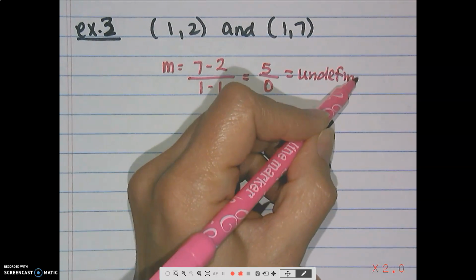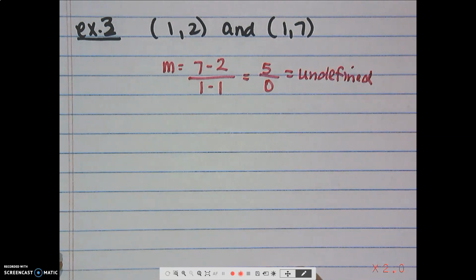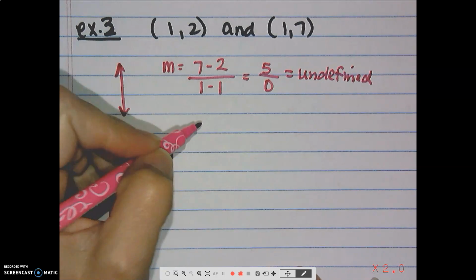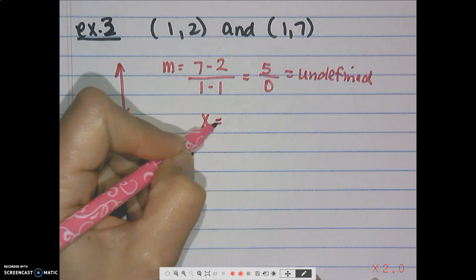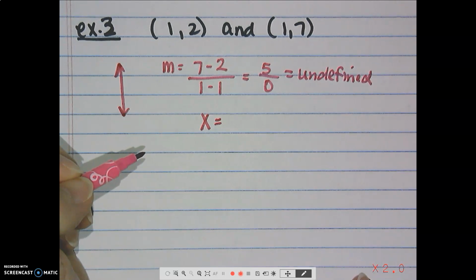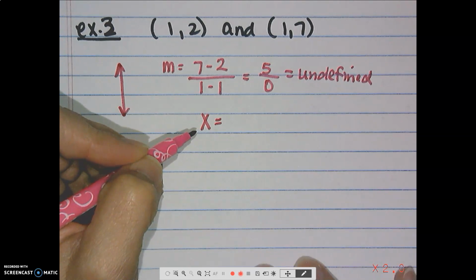Okay, so now you're asking yourself, how the heck are we going to do this if our slope is undefined? So what does it look like? If our slope is undefined, that means that our line goes straight up and down. And if it goes straight up and down, it would only cross the x-axis. So this is going to be an x equals equation. This is the rare case scenario. It doesn't happen very often, but this is the rare case scenario where you're just going to have x equals, not a y equals for your answer.